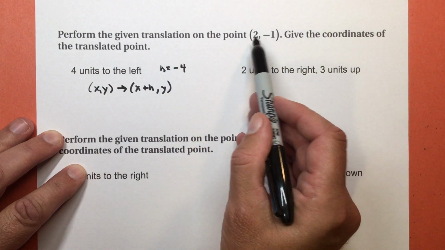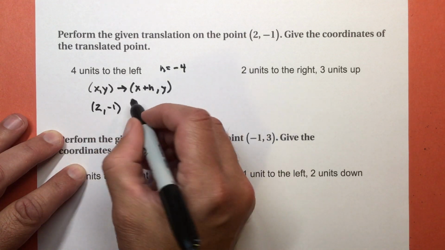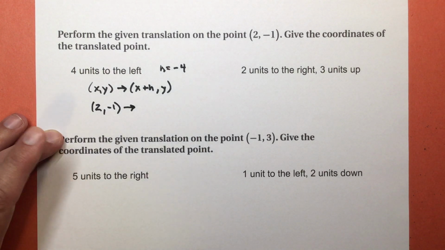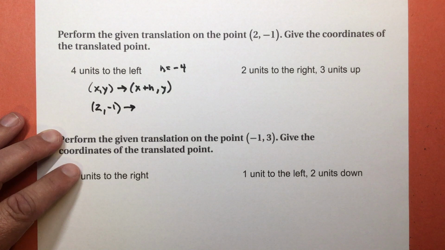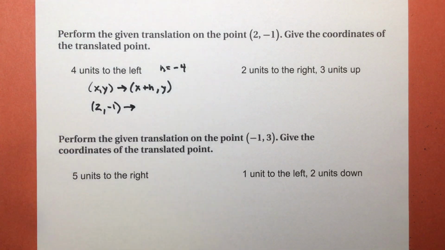My point is 2, -1, so I'm going to start with 2, -1. And notice I'm using an arrow. The arrow means it's going to shift. They are not equal. Points cannot be equal to each other anyway, okay? So the concept of equal doesn't make sense when we say points. So I don't want to do that. I'm just saying that 2, -1 is going to move. That's a very important idea when we're talking about transformations. Transformation means change the shape. So it's actually going to move.